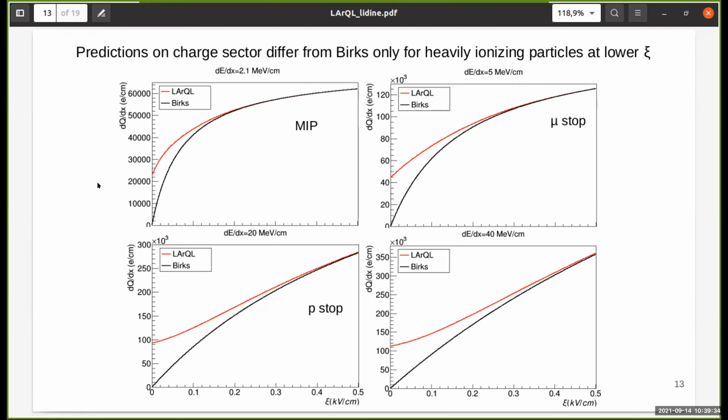So as I was saying, the model only differs from the Birks model at lower electric fields. Actually, for the MIP, just below 2 kV per centimeter, and it increases as we go to lower values. However, when we have heavy ionizing particles, this gap will increase a little bit even as we go to higher electric fields.